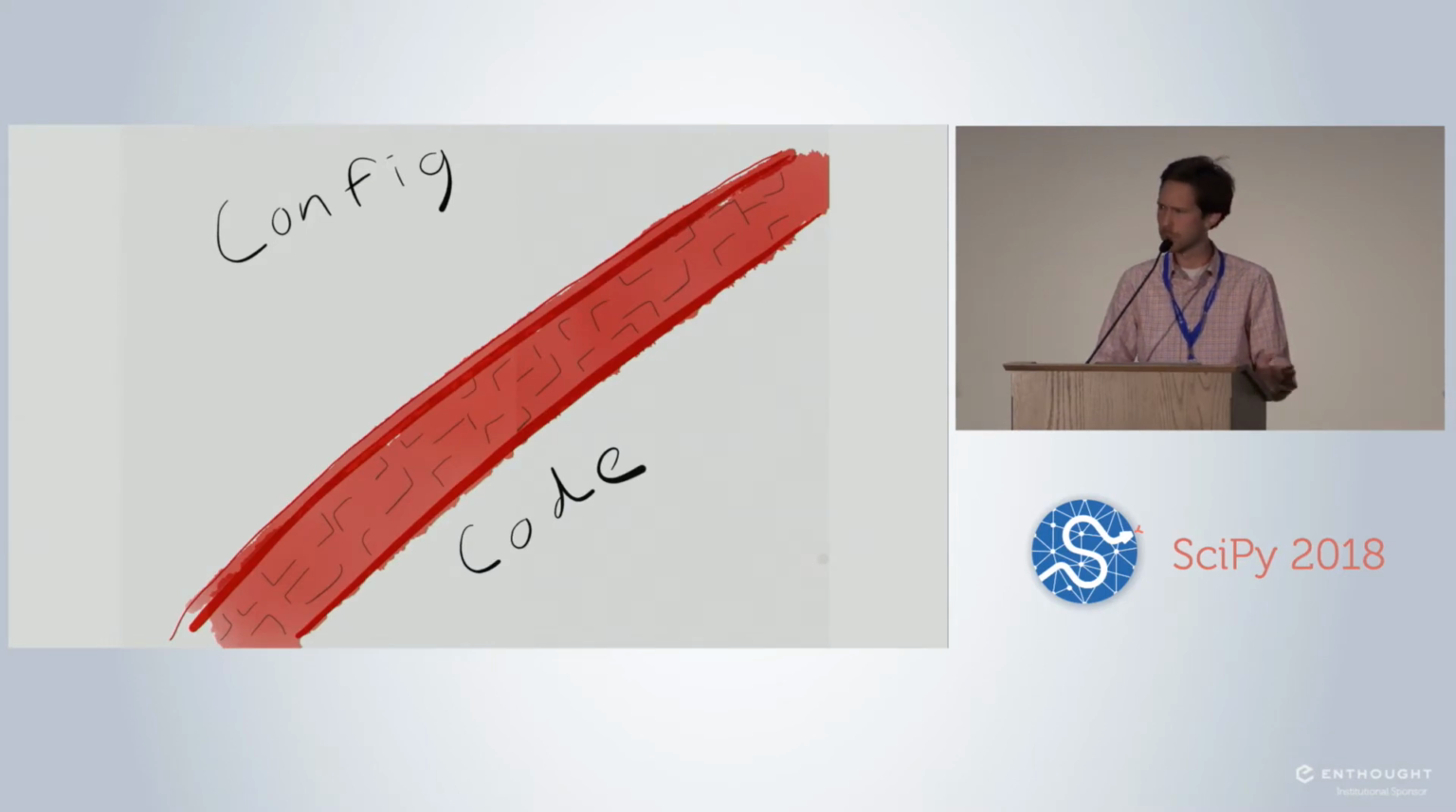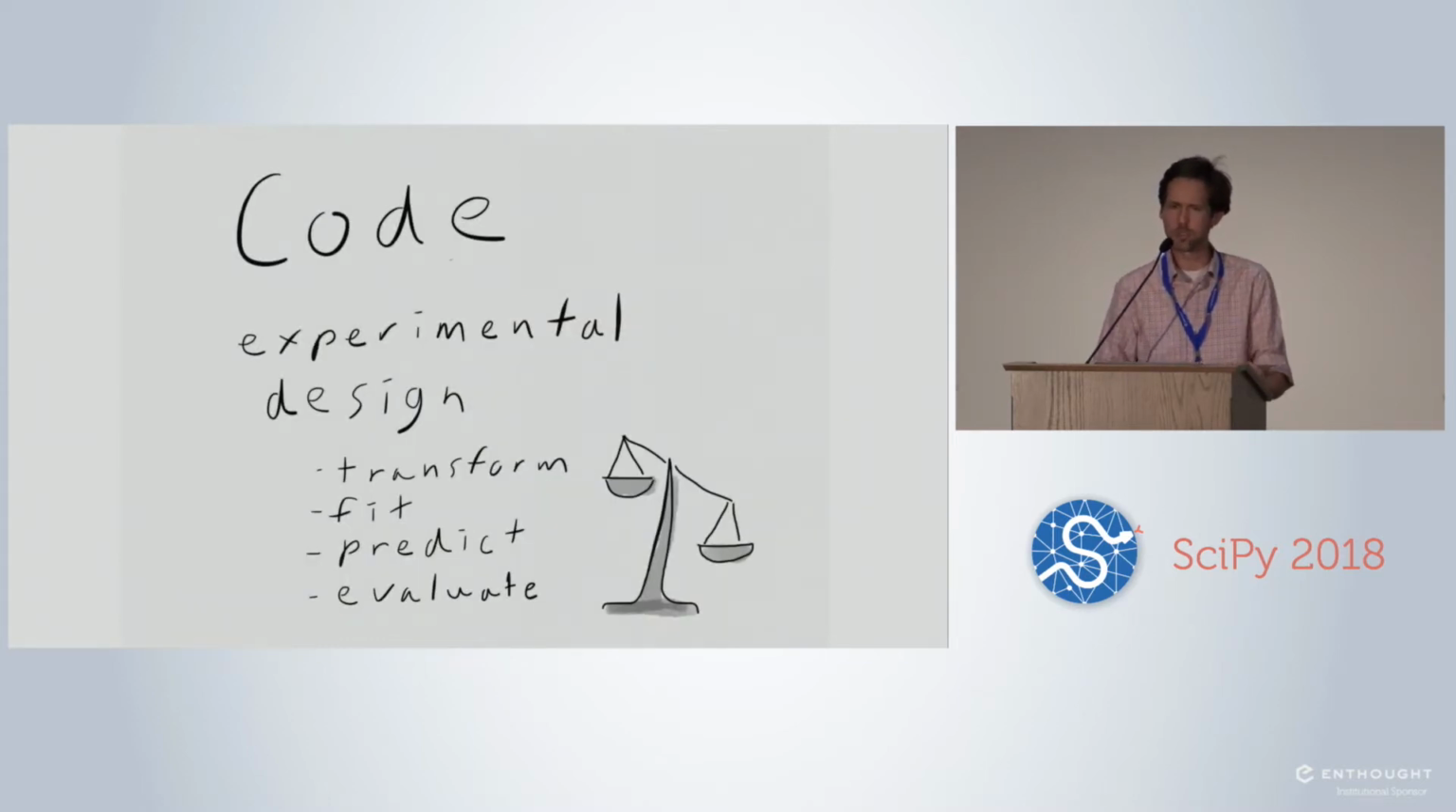The most important thing that I'm going to recommend is keeping a strict wall between your configuration and your code. The code is going to be defining the experimental design, so what actually happens in our experiment. We're going to grab some data, apply this transform, fit a model, get some predictions, and then evaluate the out-of-sample scores. That is the design of our experiment.